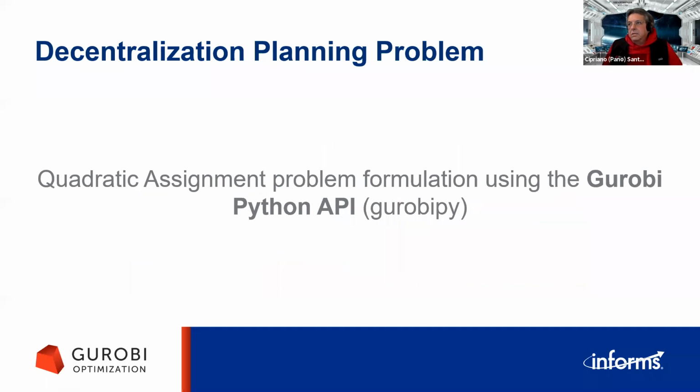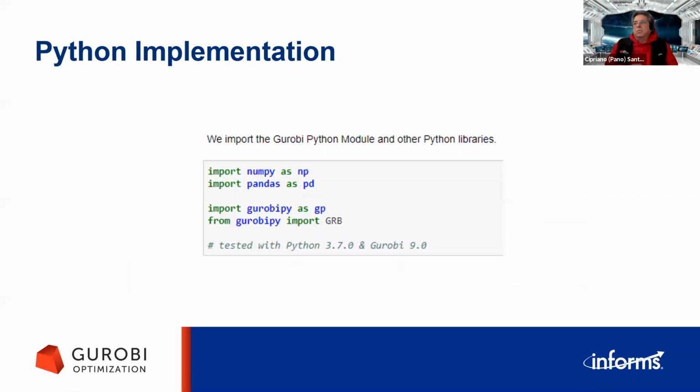Let's formulate this simple problem using the Gurobi Python API, and we are going to formulate it as a quadratic assignment problem. So this code basically will do the same thing. You will always need this type of code to use the Gurobi Python API. You import the Gurobi Python module and other Python libraries that you want to use for your problem.